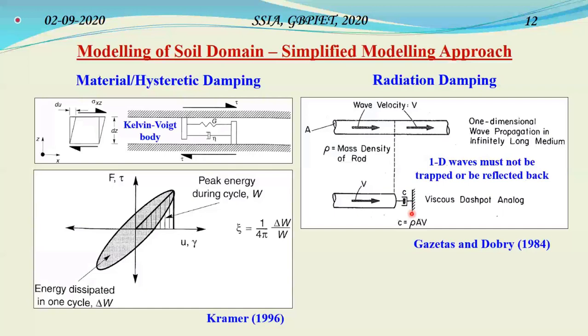So whatever viscous dashpot you will be using, you have to give a viscous dashpot coefficient, which depends upon the mass density of the propagating medium, ρ. A is the area of influence through which the wave is passing through, and V is the velocity of the propagating medium. So based on these particular terms, you can decide what should be the value of this dashpot coefficient so that the radiation damping can be ensured in the numerical modeling.